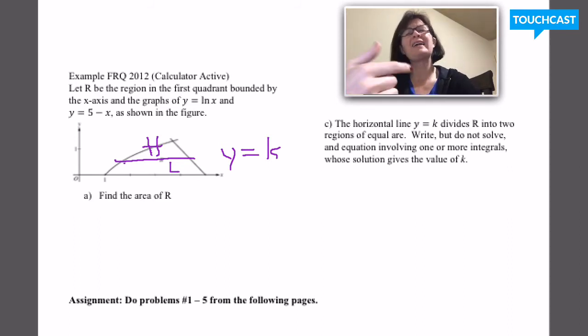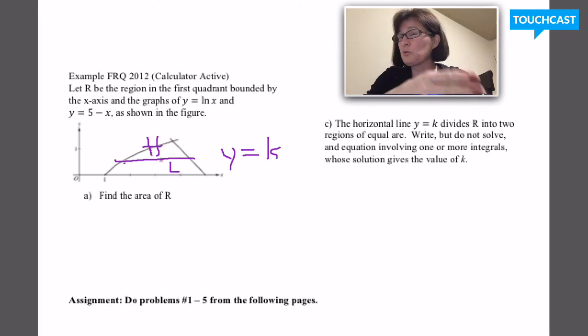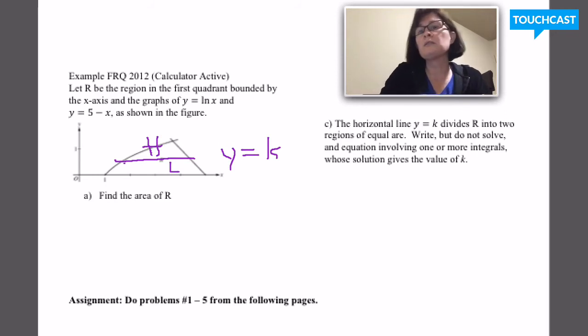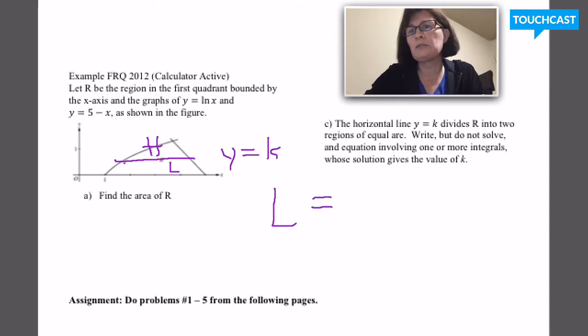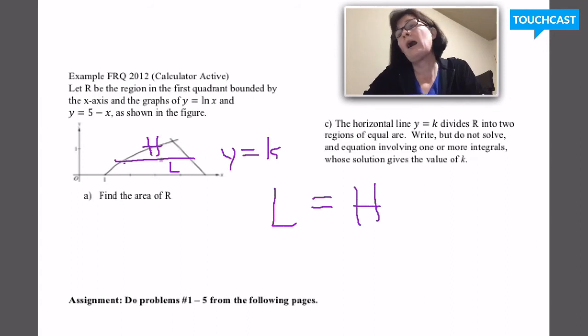Notice here, this problem's here to kind of force you to prove that you can integrate with respect to y. Part A we could have done by integrating with respect to x, as long as we split up the region R into two separate areas. Here there's no way to get this answer except by integrating with respect to y. So notice that really what I'm going to write is area L equals area H. So I'm going to need to write an integral expression for the area of L. I'm going to integrate from bottom to top of right minus left. And that's going to equal area H.